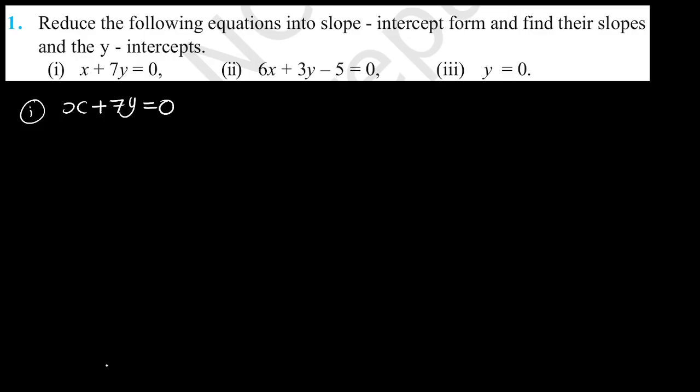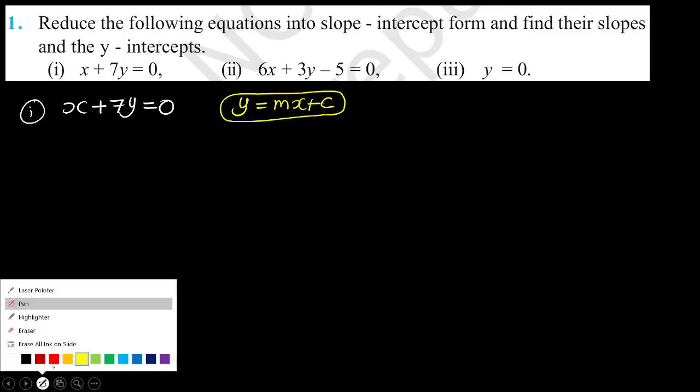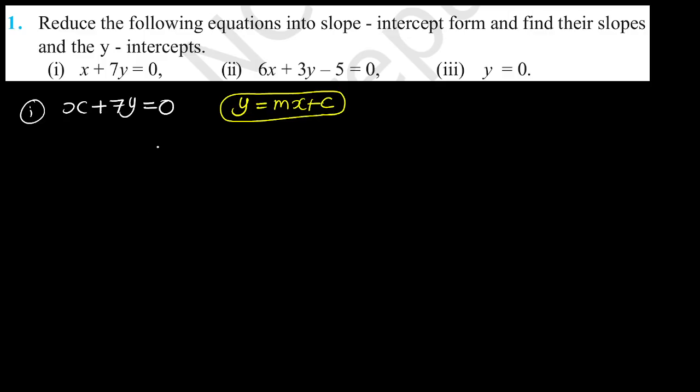So what is slope-intercept form? The slope-intercept form is y equal to mx plus c. In slope-intercept form, when you write, the left side should be y. So we have to keep the left side as y. Let me rearrange, x taken to the other side. We get 7y equal to minus x.